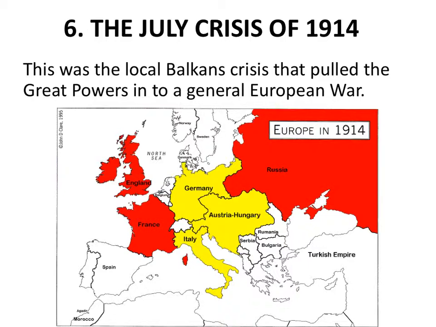The key word that I'll keep mentioning in this podcast is the word inevitable. There is a strong sense of almost as if there was nothing you could do to prevent war breaking out in terms of the situation that happened in July 1914. So basically, there was a local Balkans crisis that pulled the two alliance systems into a general European war.